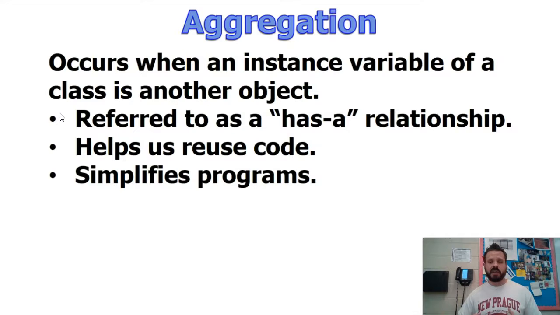So the cylinder has a circle object. And the reason we'll use aggregation is it helps us reuse code, helps us avoid repeated code, and also makes programs simpler to write.